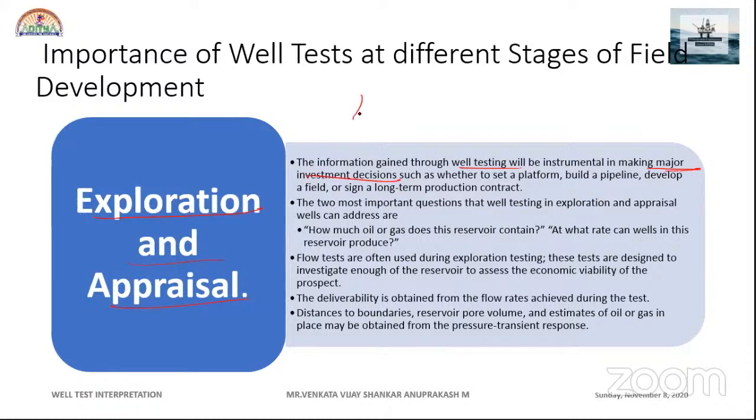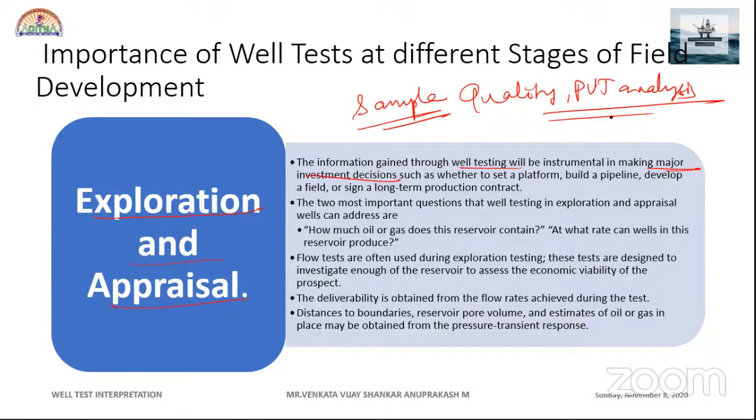Obviously, depending on the sample quality, we'll get a PVT analysis of that, and we can also estimate what the reserves are. So using this, we can select whether we need to go for building a pipeline or developing a field or anything, which is a long-term contract.